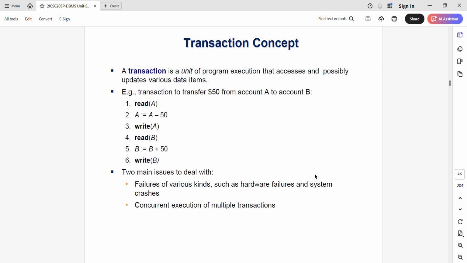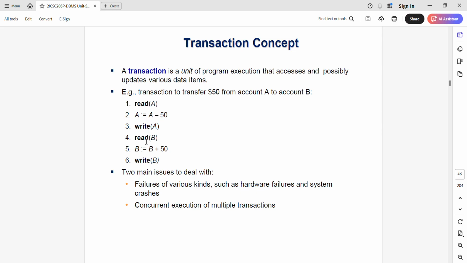A transaction is a unit of program execution that accesses and possibly updates various data items. This is the definition of a transaction. Here I have given one example. In this example, the transaction is to transfer $50 from account A to account B. Normally we are sending money from one account to another account. When we send money, the sender's account money should be deducted and the receiver's account money should be added. This is the concept, and the same thing is done here.